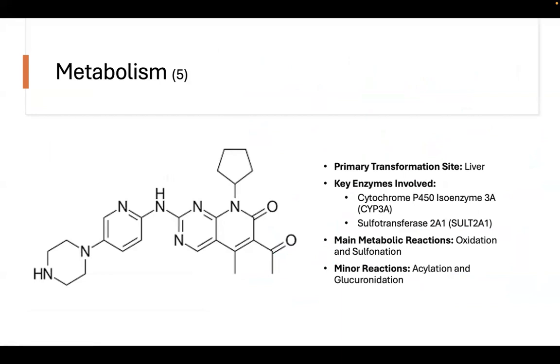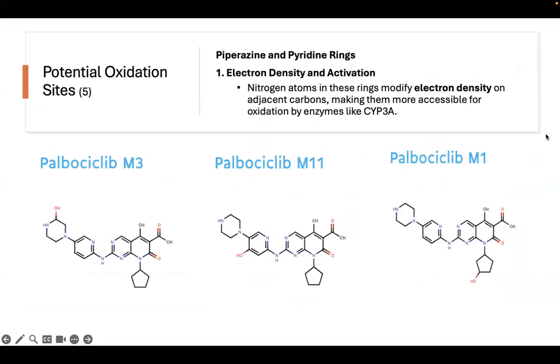Palbociclib undergoes extensive metabolism in the liver, primarily through oxidation and sulfonation. The cytochrome P450 isoenzyme 3A and sulfotransferase 2A1 are the main enzymes involved, transforming the drug for excretion. As we can see, the potential oxidation sites, I have a few examples of the potential oxidation sites here. So in palbociclib M3, we can see there was oxidation on the tail of the piperazine ring. In M11, we can see it is on the aminopyridine. And in M1, we can see it is really on the pentyl ring.